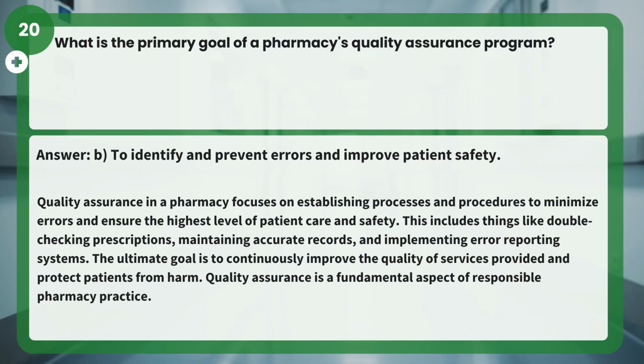Answer B. To identify and prevent errors and improve patient safety. Quality assurance in a pharmacy focuses on establishing processes and procedures to minimize errors and ensure the highest level of patient care and safety. This includes things like double-checking prescriptions, maintaining accurate records, and implementing error reporting systems. The ultimate goal is to continuously improve the quality of services provided and protect patients from harm. Quality assurance is a fundamental aspect of responsible pharmacy practice.